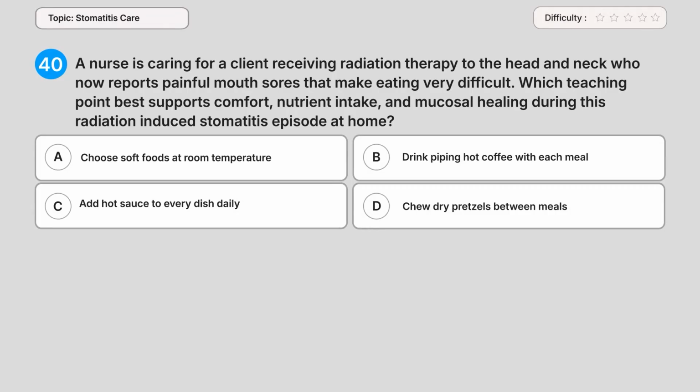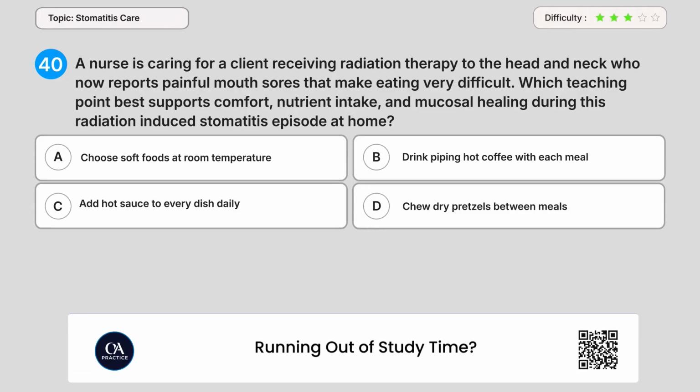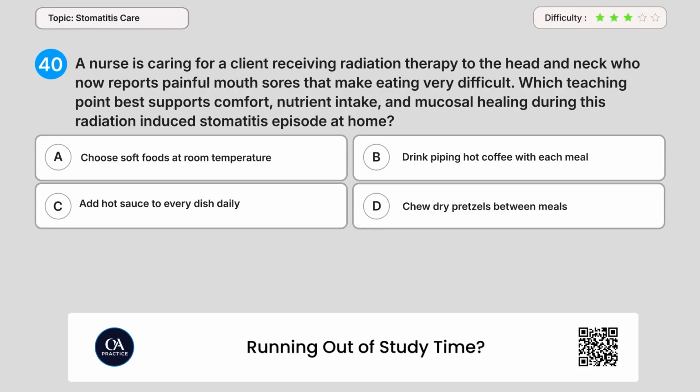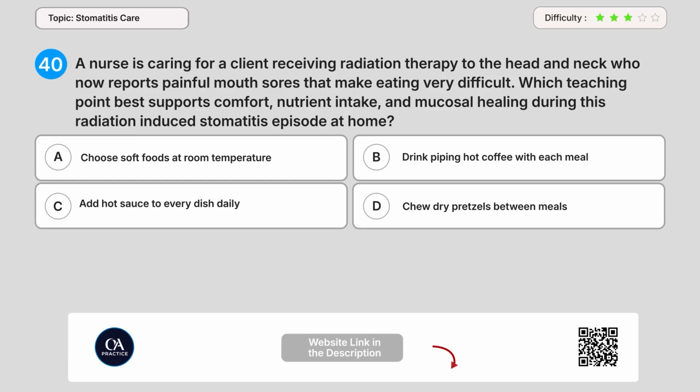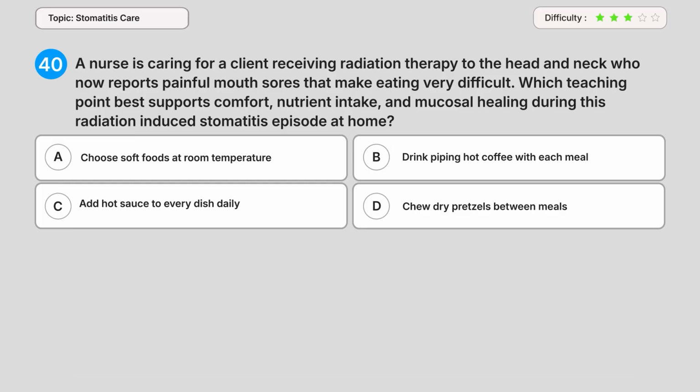40. A nurse is caring for a client receiving radiation therapy to the head and neck, who now reports painful mouth sores that make eating very difficult. Which teaching point best supports comfort, nutrient intake, and mucosal healing during this radiation-induced stomatitis episode at home?